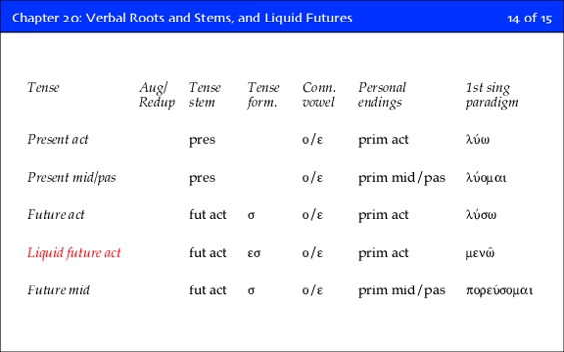Okay, finally, one more line here in the master verb chart. How do you form a liquid future active? You start with a future active tense stem. You add a tense formative epsilon sigma, and you understand the contractions that are going to occur when you connect it to the connecting vowel. And then you use primary active endings. And so, for example, you get meno.